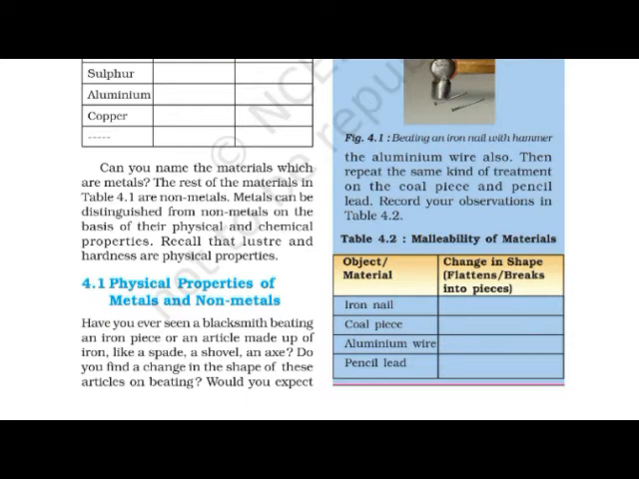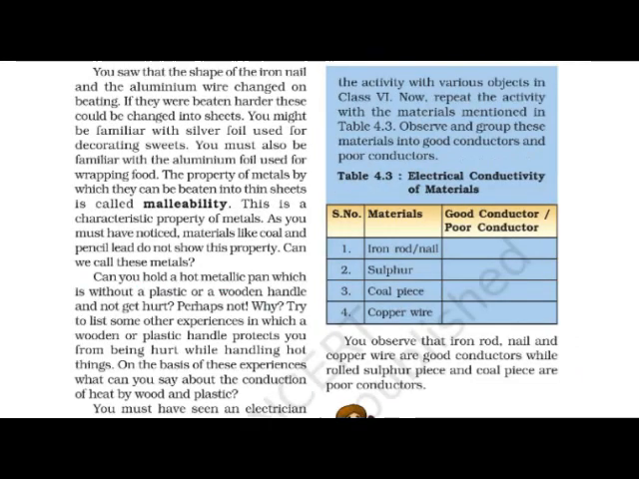Okay, when the iron nail is beaten, it changes shape; it may be flattened. What about the coal piece? Yes, definitely, the coal piece will convert into small pieces. Aluminum wire can be flattened, and pencil lead will break. Only the iron nail and aluminum wire will change their shape.